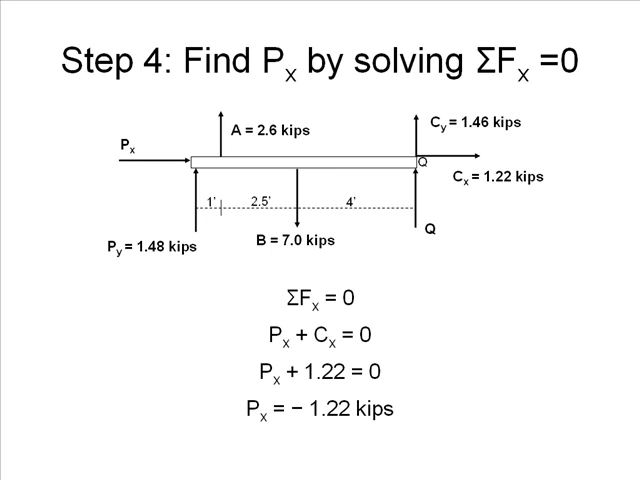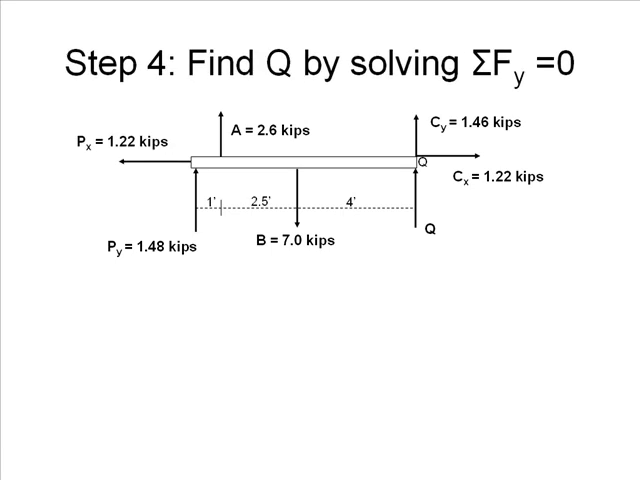Our answer yields a negative value for Px. This is due to the direction Px was drawn in the free body diagram. Since we assumed Px was positive, our math proved our assumption wrong. We had the magnitude of Px correct. All we have to do is fix the direction. Px actually acts to the left in our drawing.